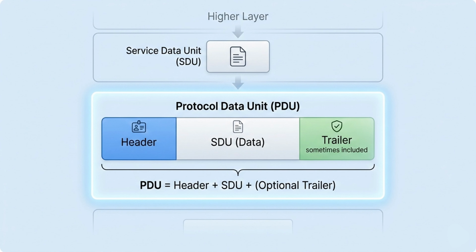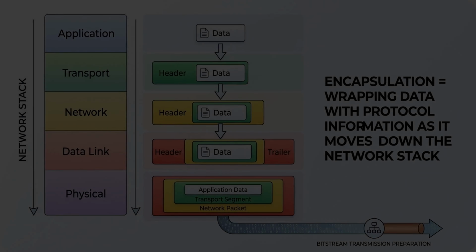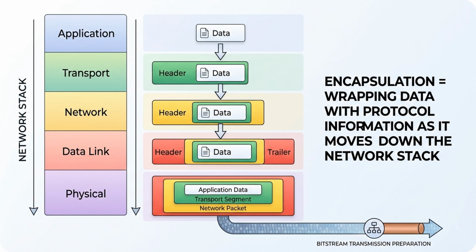What is a protocol data unit, PDU? A PDU is the complete unit of data that a specific network layer sends or receives, including the original data from the layer above, called the service data unit, plus any control information, headers and sometimes trailers, added by the current layer's protocol. Simply, SDU plus protocol header, and possibly trailer, equals PDU. What is encapsulation? Encapsulation is the process in networking where each layer adds its own control information, headers and sometimes trailers to the data it receives from the layer above. In simple terms, encapsulation is wrapping data with protocol information as it moves down the network stack.